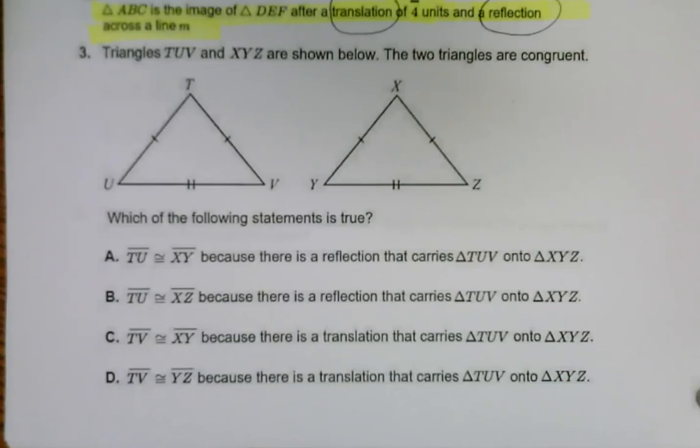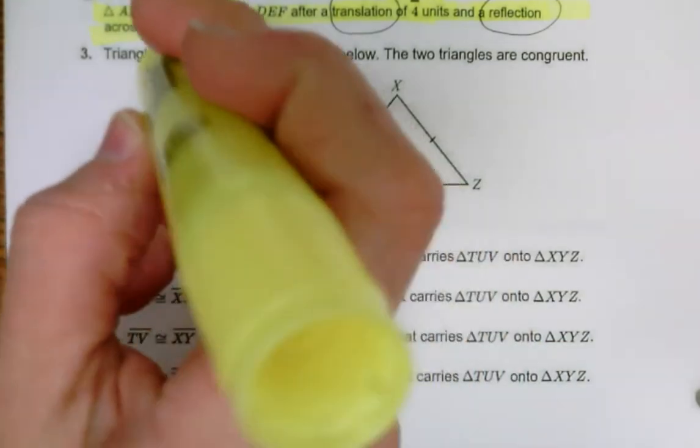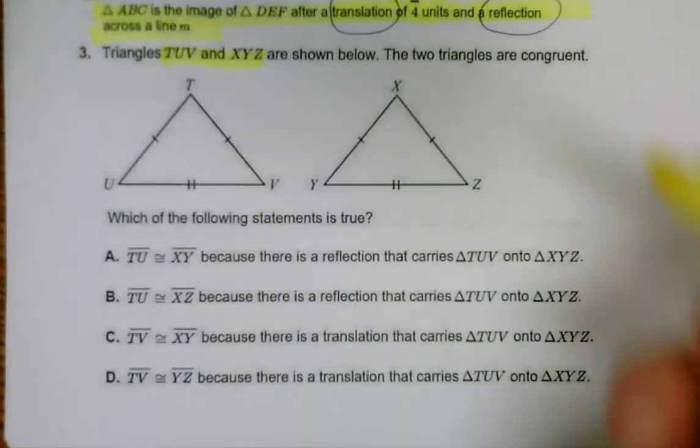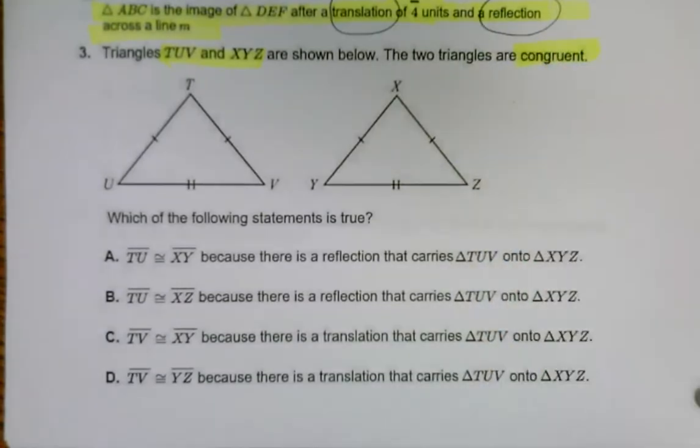All right, we're going to take a look at question probably 3, 4, and 5 in this video. Triangles TUV and XYZ are shown below. The triangles are congruent. So because it's congruent, we know that the sides match and the angles match. TU is congruent to XY because there is a reflection that carries triangle TUV to triangle XYZ.